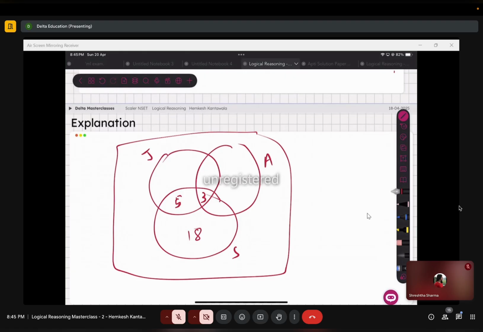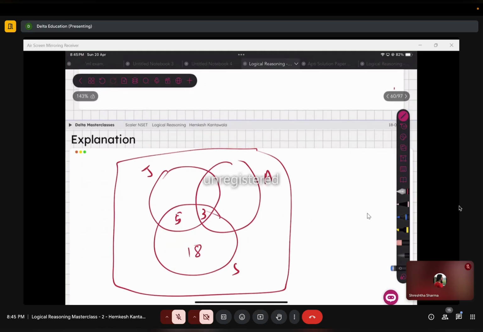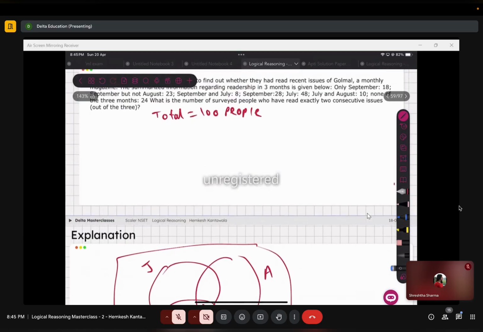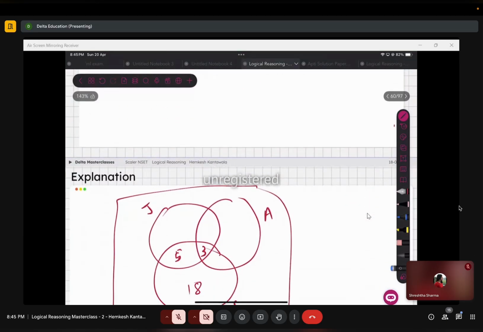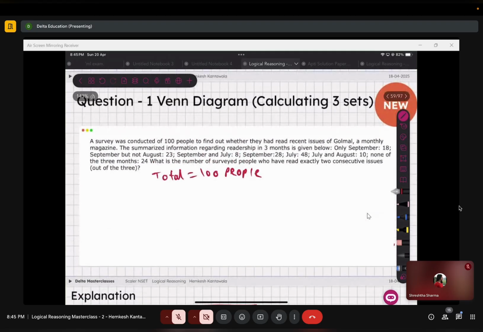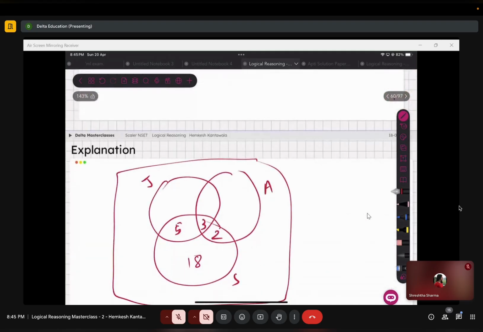So we need to find this. We know that whole September is 28, and this is the thing which is unknown. So 18 plus 5, which is 23, plus 3, which is 26. Correct. So whole is 28, we have 26, so this would be 2. Correct.